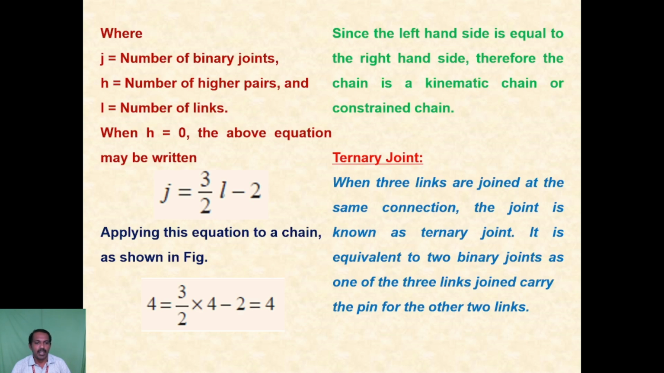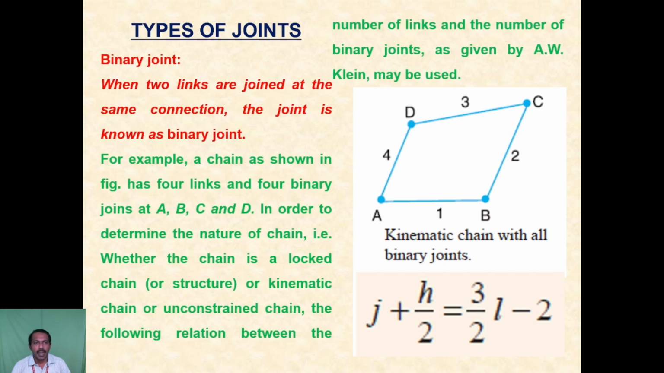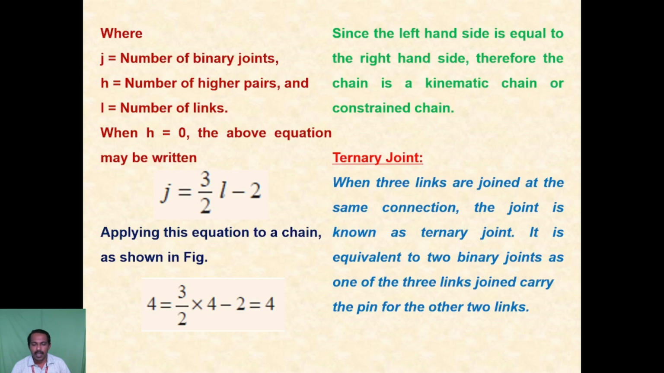The chain number by applying the equation for the chain is 4. Next is a ternary joint. The ternary joint is a 3 link joint. Binary joint means 2 links, and ternary joint is 3 links. The main difference: when 3 links are connected or joined at the same connection, the joint is known as a ternary joint.